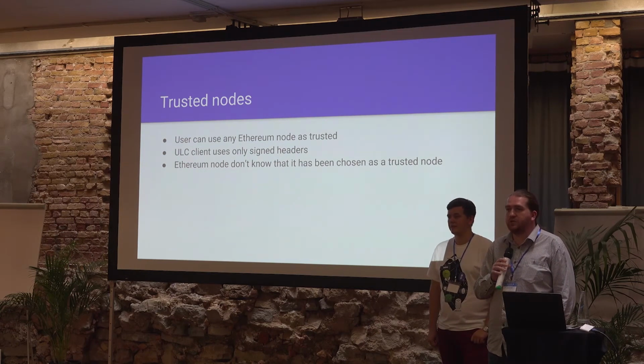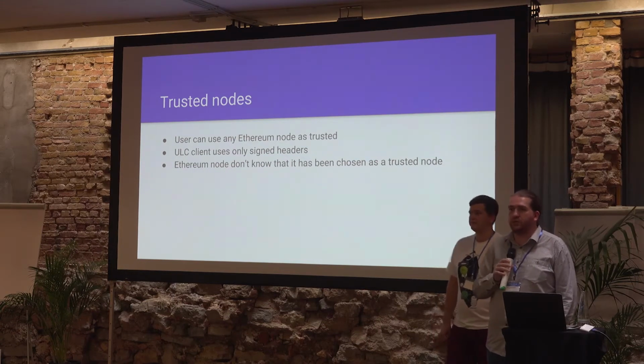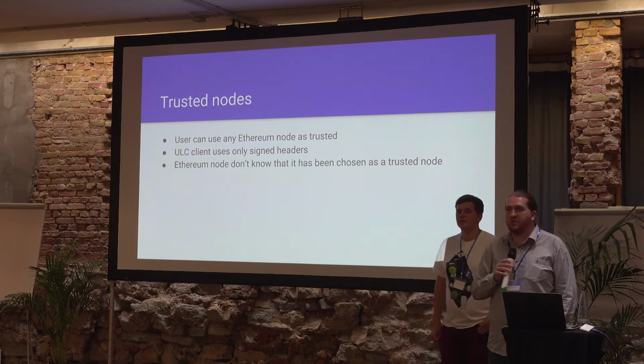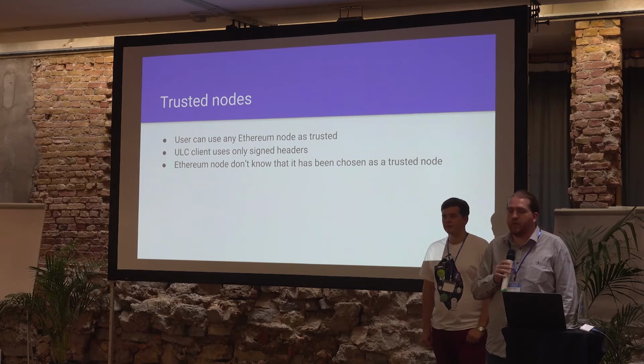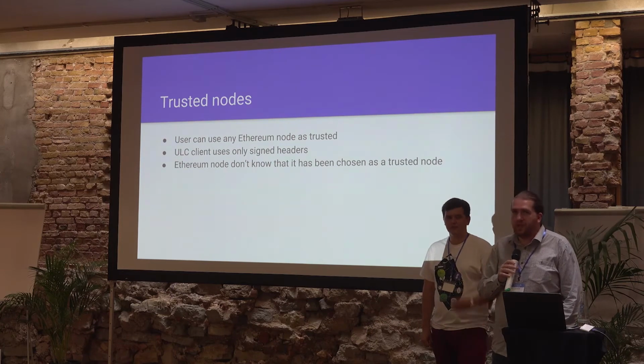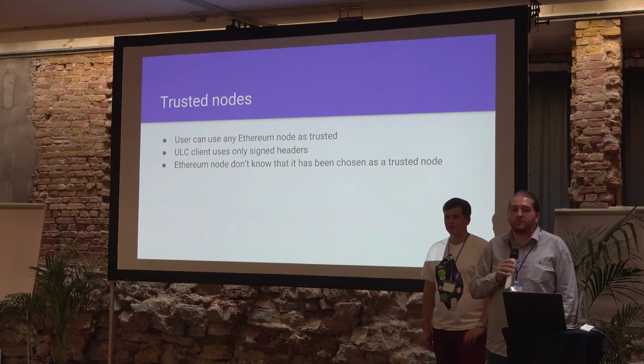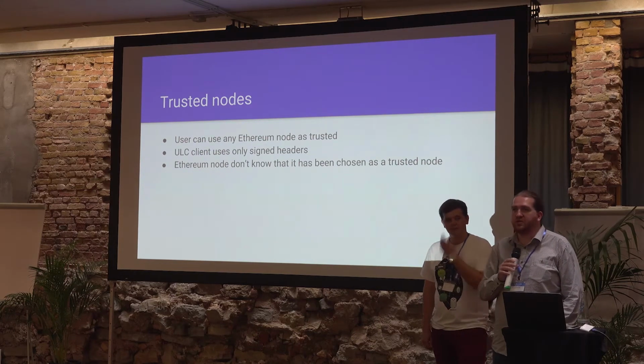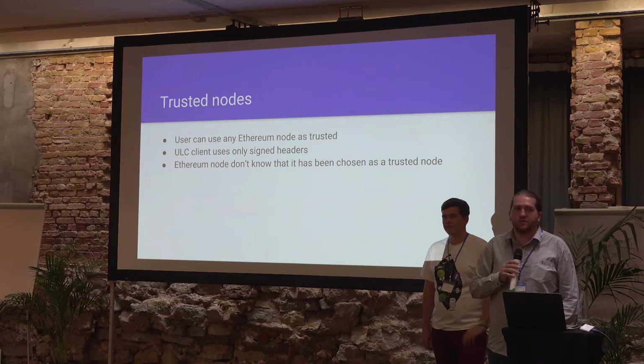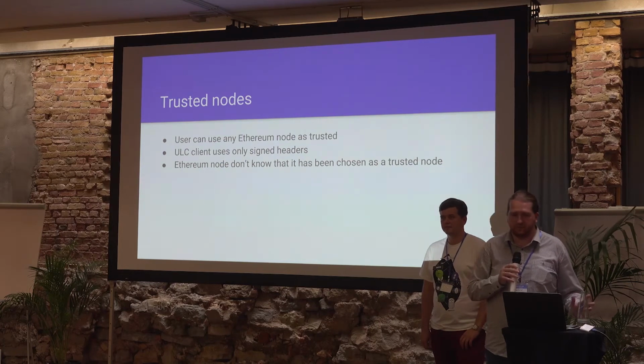Trusted nodes can be any type of Ethereum nodes in the network. It can be a full node or a light node. The user can change them by their own decision at any time. Moreover, servers that have been chosen as trusted don't receive any more information than untrusted ones. So it's impossible to distinguish a trusted server from an untrusted one. All of the trust is on the client side.